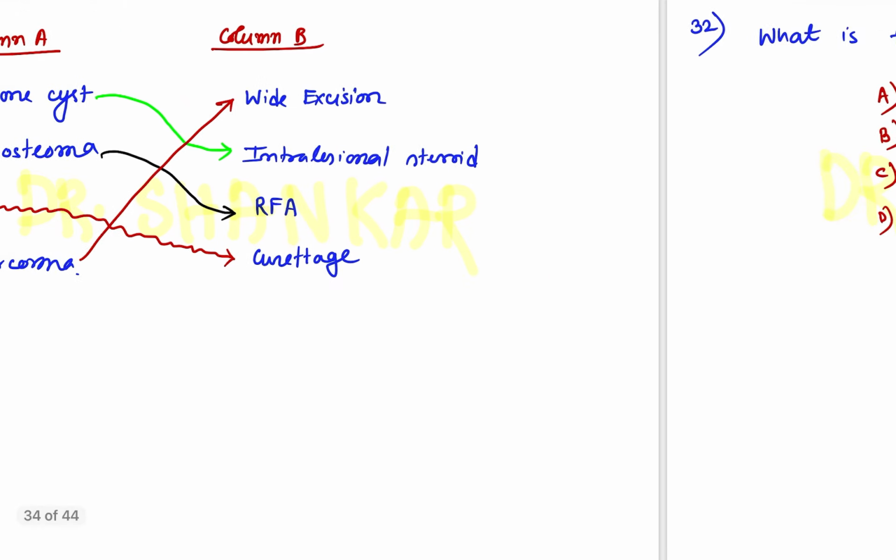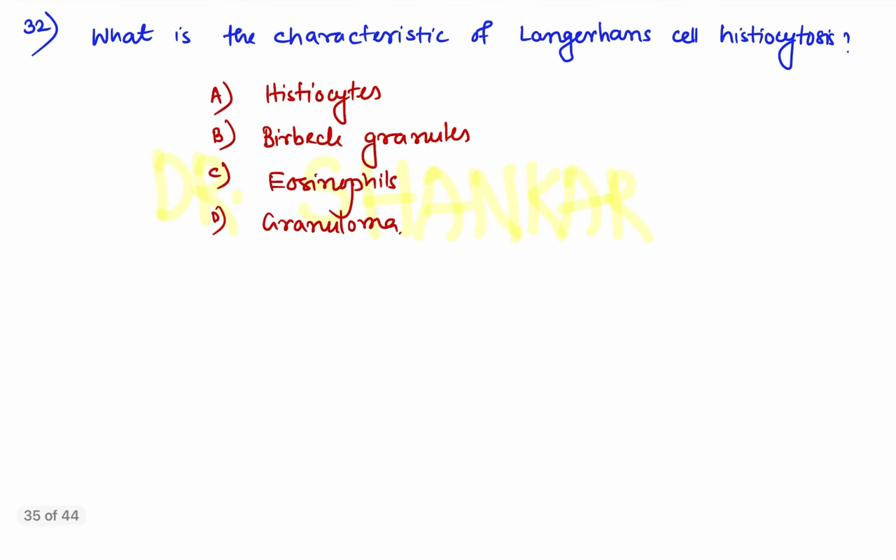Coming to question number 32, what is the characteristic of Langerhans cell histiocytosis? LCH, Langerhans cell histiocytosis. The classical feature is Birbeck granules, tennis racket cells with Birbeck granule. So this is for Langerhans cell histiocytosis.